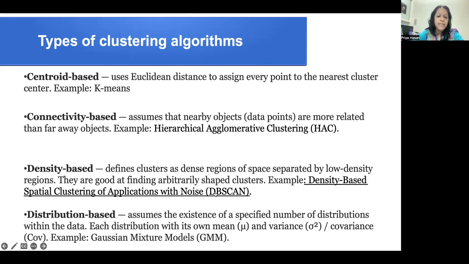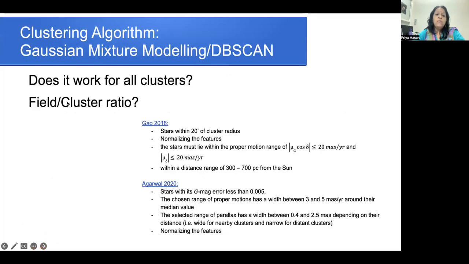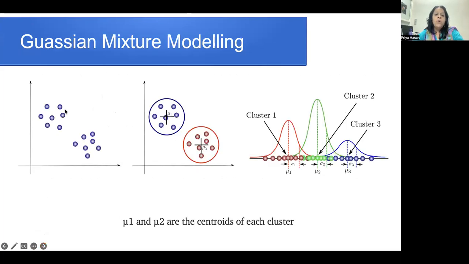One is the density based, which is the DBSCAN method, as well as the GMM method, which is the Gaussian mixture models. So we tried to test whether it works for all clusters or for different field cluster ratios. It has been explored by earlier authors, Gao 2018 as well as Agarwal 2020, and they have used Gaussian mixture model to look for membership. What a Gaussian mixture model basically does is, if it looks at a sample of stars, it looks for two clusters. So you'd get them in the form of Gaussians, you break it up, right?